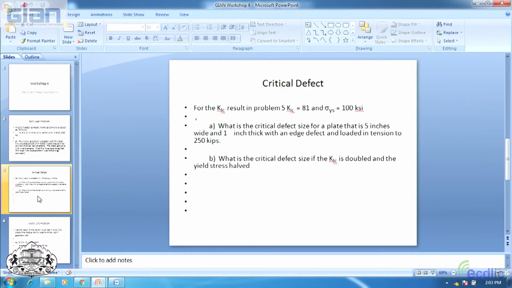You want to have an edge-loaded crack loaded in tension to 250 kips, and the plate is 5 inches wide and 1 inch thick. Use K1C that we got before, which is 81. If you've forgotten that, it's 81, and yield strength is 100. And then what happens if you double K1C but halve the yield strength?